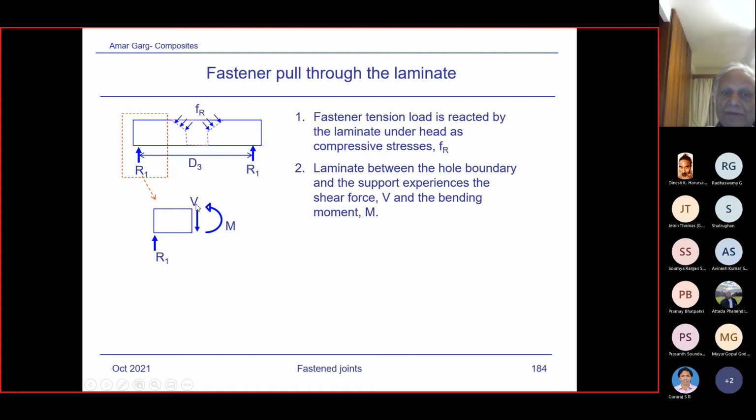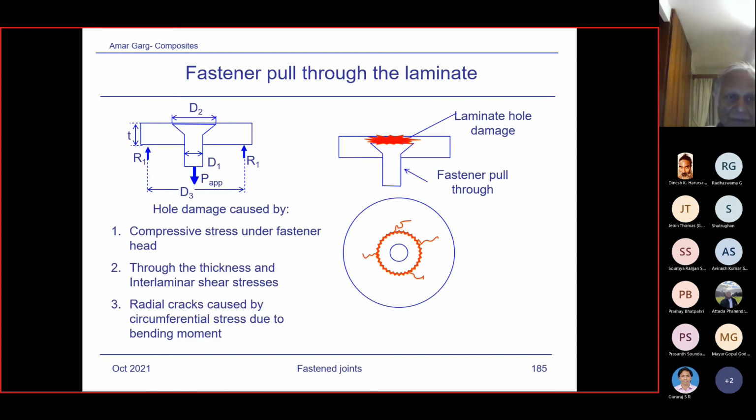There's a moment, there's a shear, the compression underneath this fastener head, and all these modes may create different scenarios. I've shown some scenarios over here. When the load is applied, you have a support, like a ring. There's a fastener pull-through standard test from ASTM. So compressive stresses under the fastener head through the thickness and interlaminar shear stresses. Here it will create the interlaminar shear stresses and radial cracks surrounded by circumferential stress.